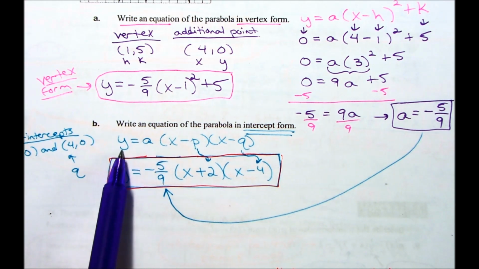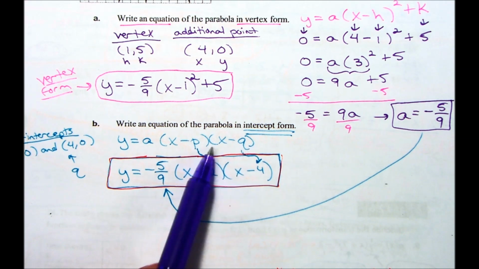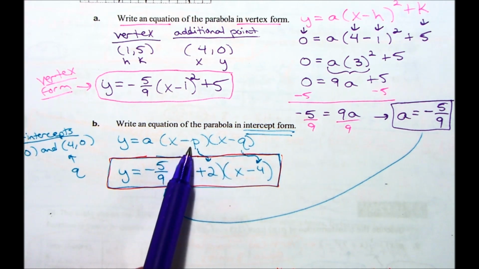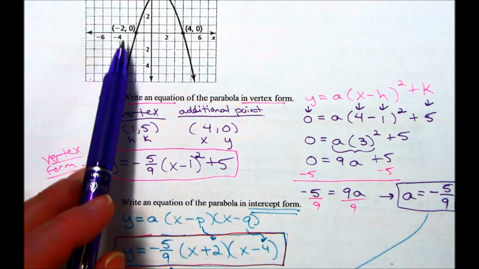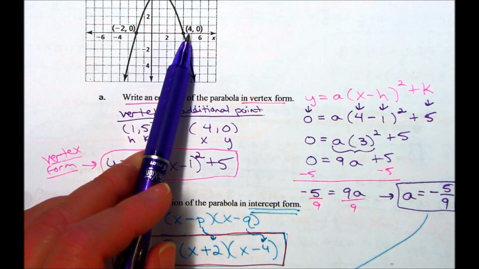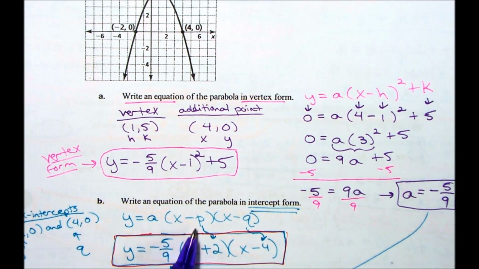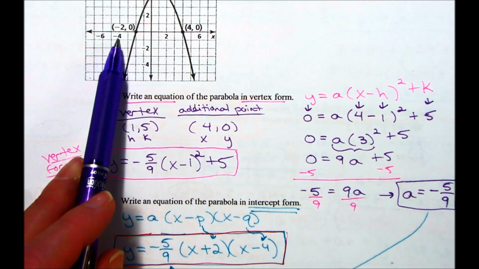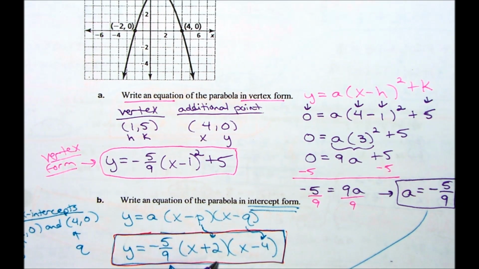Okay, intercept form. The formula is y equals a, parentheses, x minus p, parentheses x minus q, where your p and your q are your x-intercepts. If you look at your graph, you've got an x-intercept at -2 and another x-intercept at 4. So I'm going to put -2 in the place of p. Notice that I changed this to plus because I'm subtracting a negative. When you subtract a negative, this becomes positive. And then my q, I'm going to put 4 in its place.